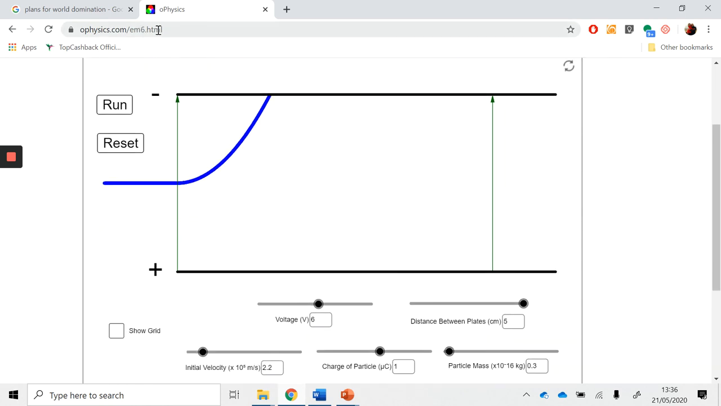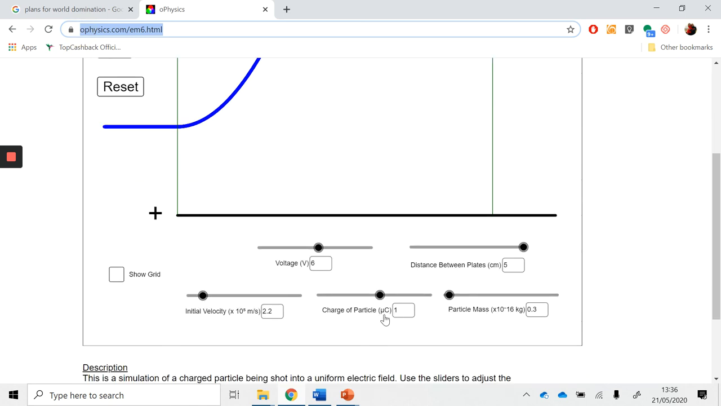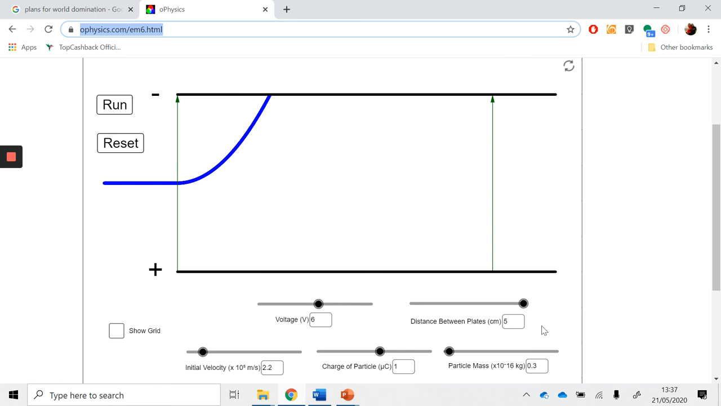What I might do, I might actually put the link for this in with the lesson notes, so you can have a little bit of a play with the simulation. You can play with the charge of the particle, see what difference that makes. Definitely play with the initial velocity. Particle mass, I'm going to leave that one as a thought exercise before you try it. What difference will the particle mass make? Is it the same as gravitation? If we change the mass of a projectile, does that change its motion? Is that the same here? The only one I wouldn't play with is distance between the plates. Feel free to have a play with it, but I don't think it's necessarily immediately relevant to Higher.